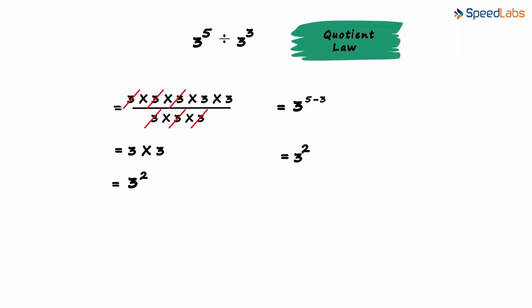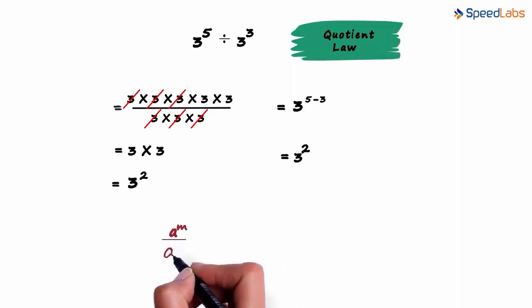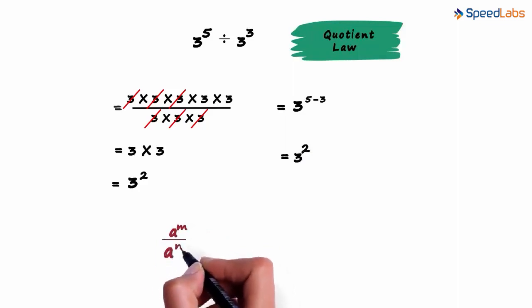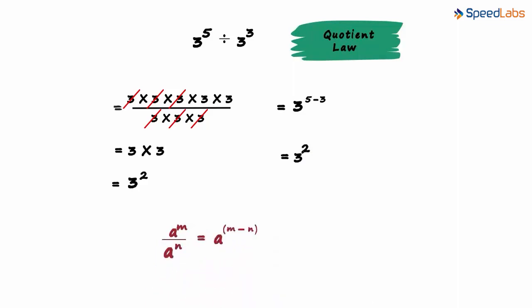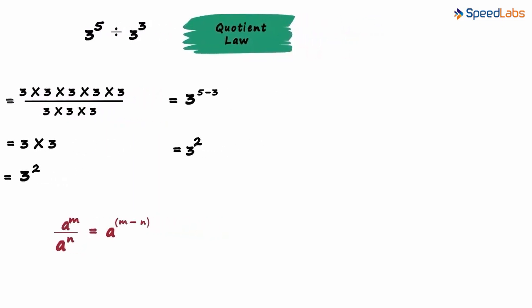So we can generalize the quotient law by saying a raised to m divided by a raised to n equals a raised to m minus n. But wait, we missed something important. In this example, this is called the dividend and this is called the divisor. Observe that the power of the dividend is greater than the power of the divisor. Well, here's another example to understand why this observation is important.